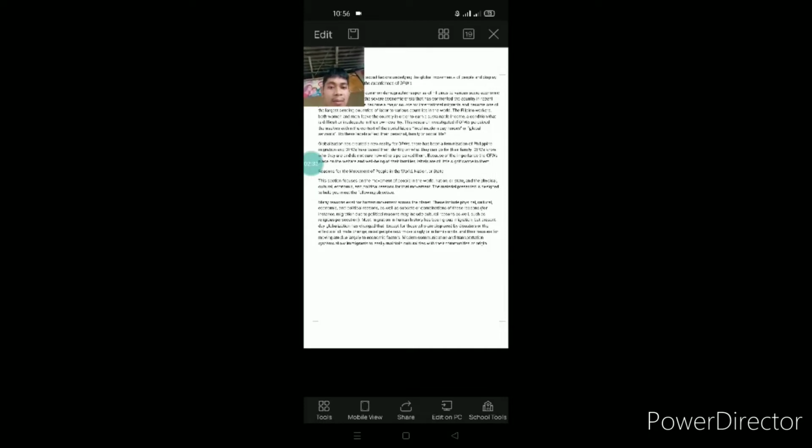Reasons for the movement of people in the world, nation or state. This section focuses on the movement of people in the world, nation or state, and the physical, cultural, economic, and political reasons for that movement. The material presented is designed to help you meet the following objective. Many reasons exist for human movement across the planet. These include physical, cultural, economic, and political reasons, as well as subsets or combinations of these reasons.